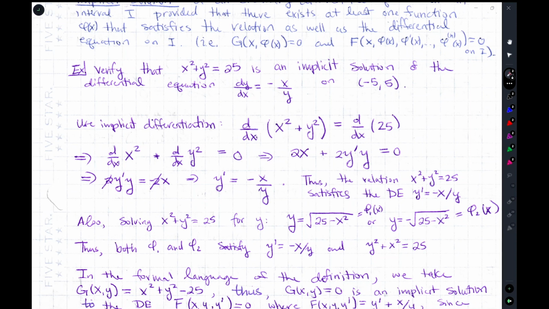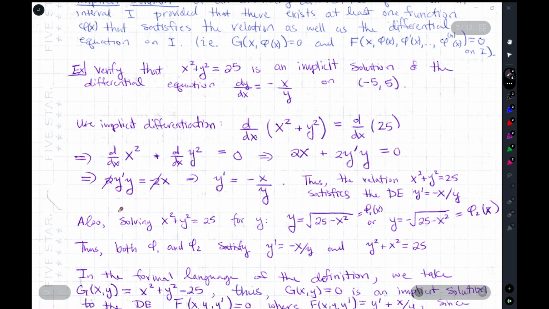So we have to use the chain rule. So we get 2y times y prime. The outside function is squaring, and the inside function is y. And so that's why the chain rule gives you 2y times y prime. Taking the derivative of the outside function gives you 2y, and then the inside function gives you y prime.